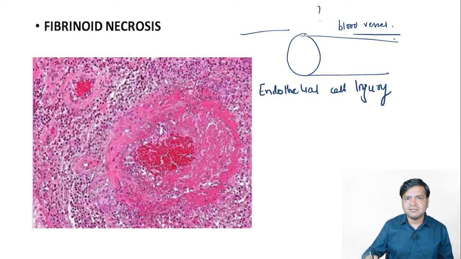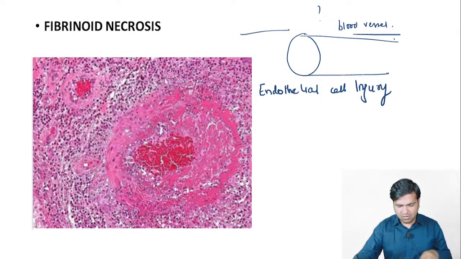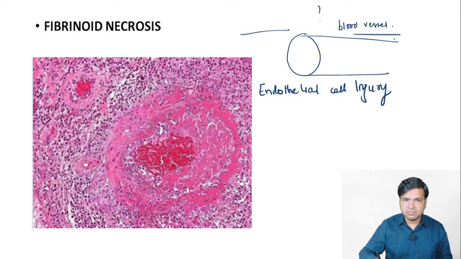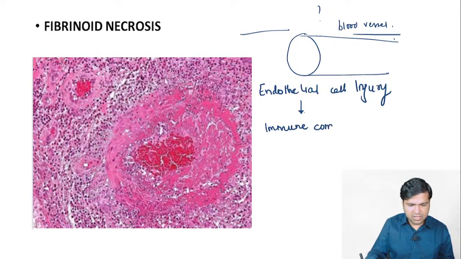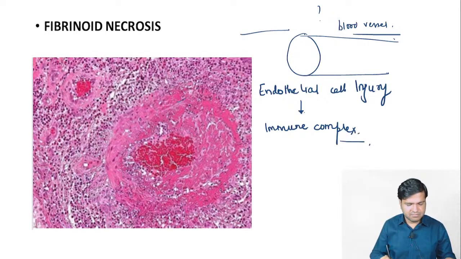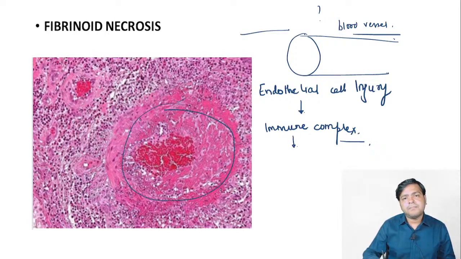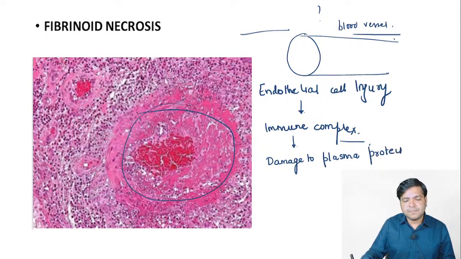My pen started not working. Now, if there is endothelial cell injury, there will be formation of immune complex. Immune complex, yes. Now, what is happening to the vessel wall? There will be damage to the plasma protein in the vessel wall.